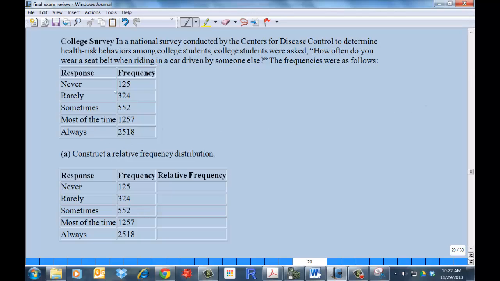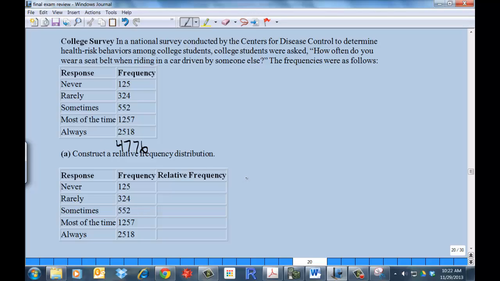So always is the largest category here, and then never is the smallest category, which is what we would hope. Now, to get the relative frequency, all we really want to do is just add up 125 plus 324 plus 552 plus 1257, and so on and so forth. And we get 4776.